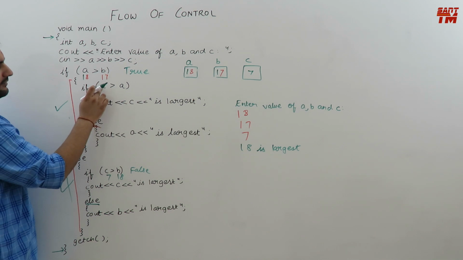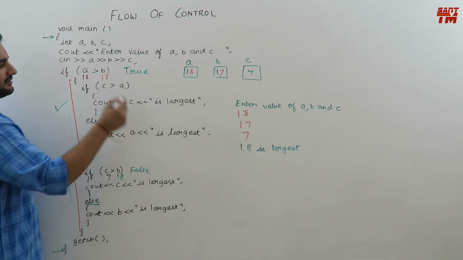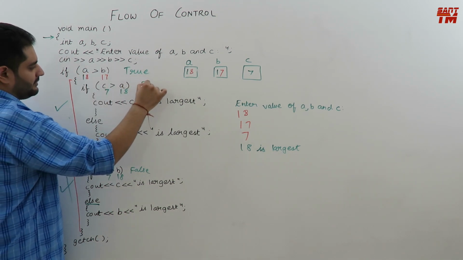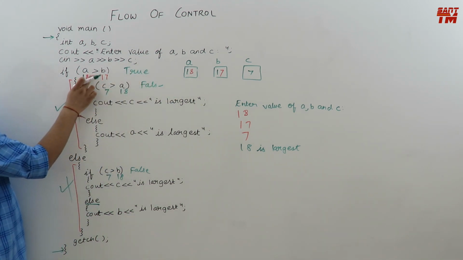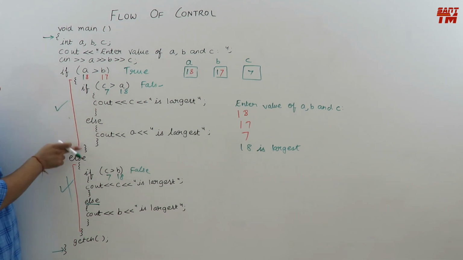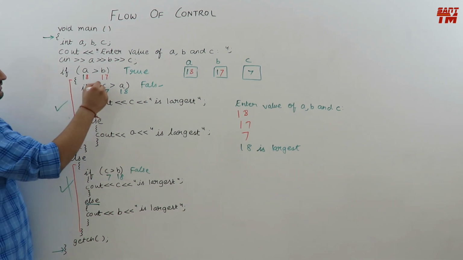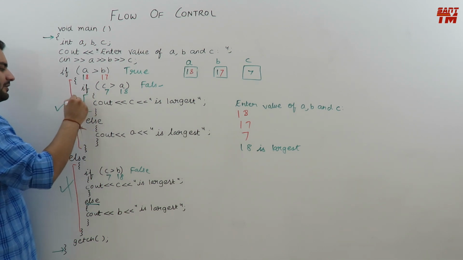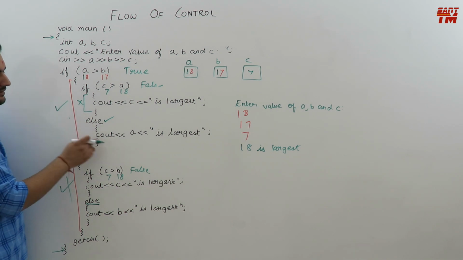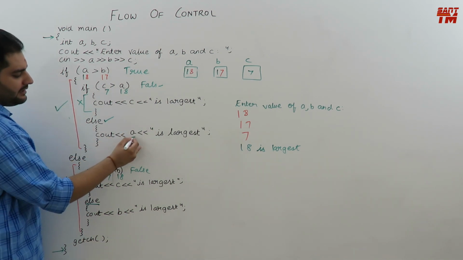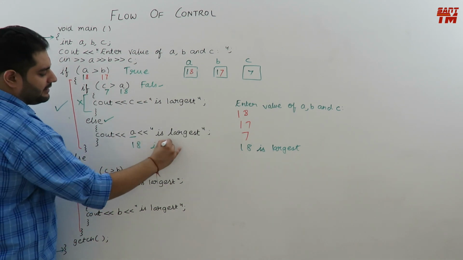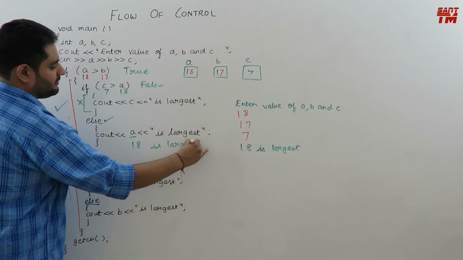Inside this if we have if C is greater than A. C is having value 7 and A is having value 18, so this is false. That means the outer condition is true, so we will enter inside the block of if, but when we enter this block, we see that this inner if is false. That means the inside block of if will not be executed, so we will directly go to the block of else and we will say A is largest. A is having value 18, so this time 18 is largest will be printed on your console screen.